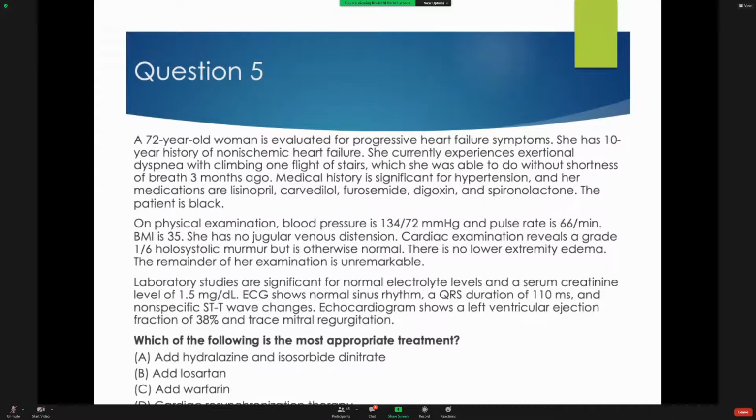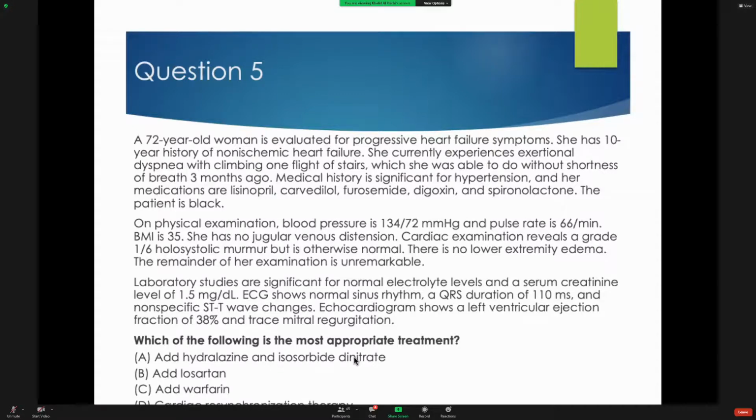D, cardiac resynchronization therapy, I will exclude also because there is no left bundle branch block, and the QRS duration is 110. Also, the ejection fraction is 38%. So there is no indication for it. So the only answer is A.